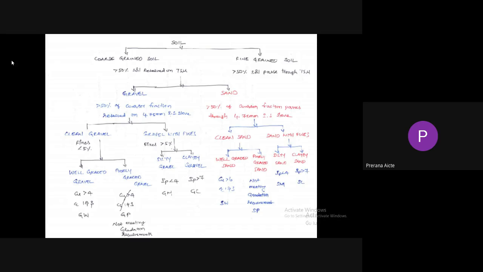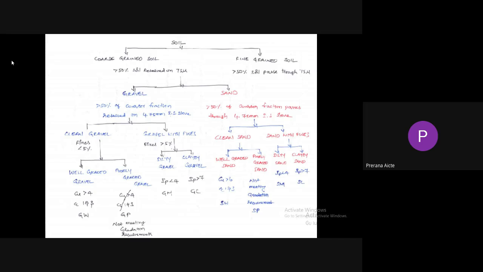Suppose more than 50% of soil passes through the 75 micron IS sieve. That means you have taken 1 kg, 1000 grams of soil, and 700 grams passes through the 75 micron IS sieve. Then the soil is classified as fine grained soil. That's why we first need to classify the soil and find which type it is: coarse grained soil or fine grained soil. If more than 50% is retained on the 75 micron IS sieve, it is coarse grained soil. If more than 50% passes through the 75 micron IS sieve, it is fine grained soil.